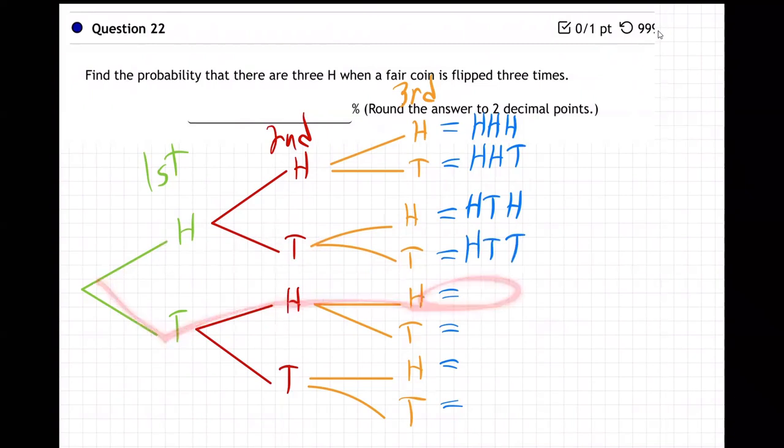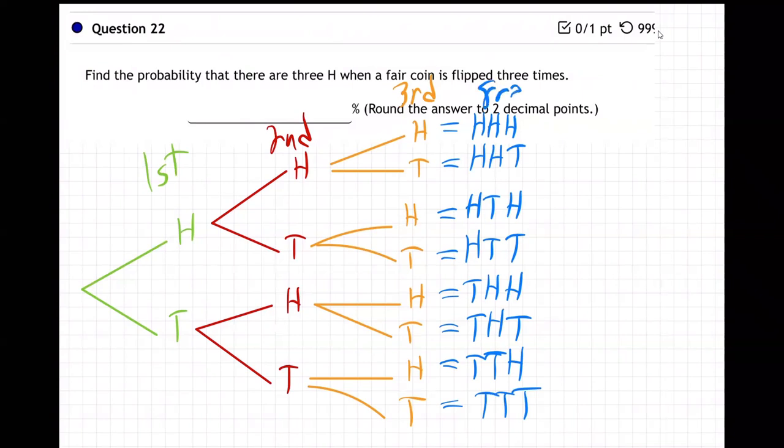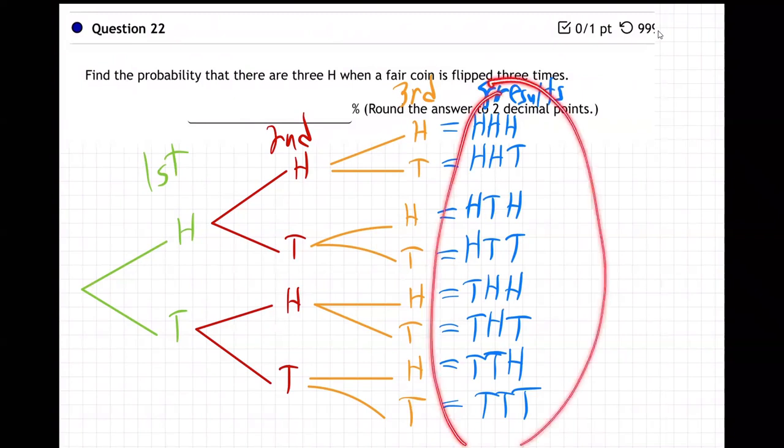And here, tail, head, tail, tail, tail, head, tail, tail, tail. So there's all the things. There's 8 results that are possible, aren't there? 8 different things. These are all the 8 different things that can happen when you flip a coin 3 times.